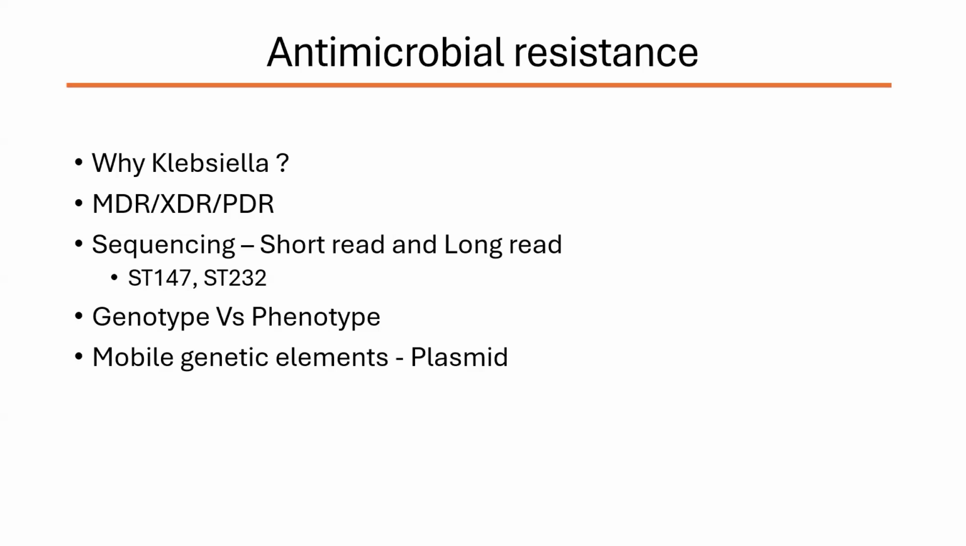I'll also give you an example of two important clonal groups which are converging in India, sequence type 147 and 232. Also, some examples about when you have multiple copies of some genes, how it responds in the phenotype of that isolate. And lastly, a little bit on plasmids, particularly the mobile genetic elements. I am not touching on all the mobile genetic elements. Trust me, there is a lot of data on prophages, insertion elements, transposons, but I'll just be touching upon what we do with plasmids.